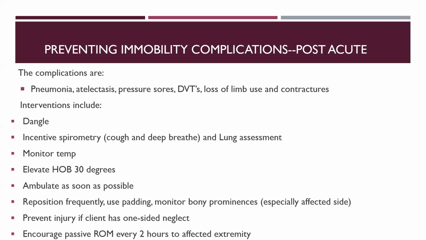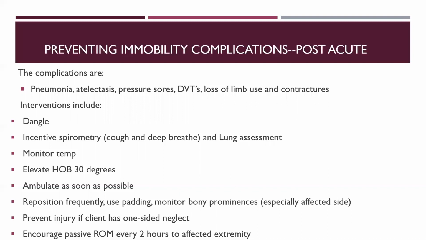So preventing immobility complications. So the complications, the big one's going to be pneumonia, also pressure sores, DVTs, loss of limb contractures. So intervening with that, you can teach them how to dangle the extremity, lifting it. Therapy is going to do a lot of that with you. Incentive spirometry, coughing and deep breathing, making sure you're doing really, really good, thorough lung assessments with good documentation. Monitoring the temperature, of course, keeping that head of the bed elevated 30 degrees, ambulating them as soon as possible and when safe, with the appropriate staff involved to help you if it's someone who needs more than one person.